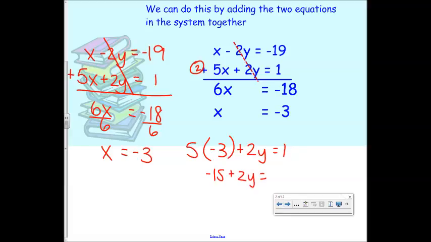Now what do I do? Add 15. What's 1 plus 15? 16 equals 2y. So then how do I finish? Good. Divide by 2, so y equals 8. Great job.